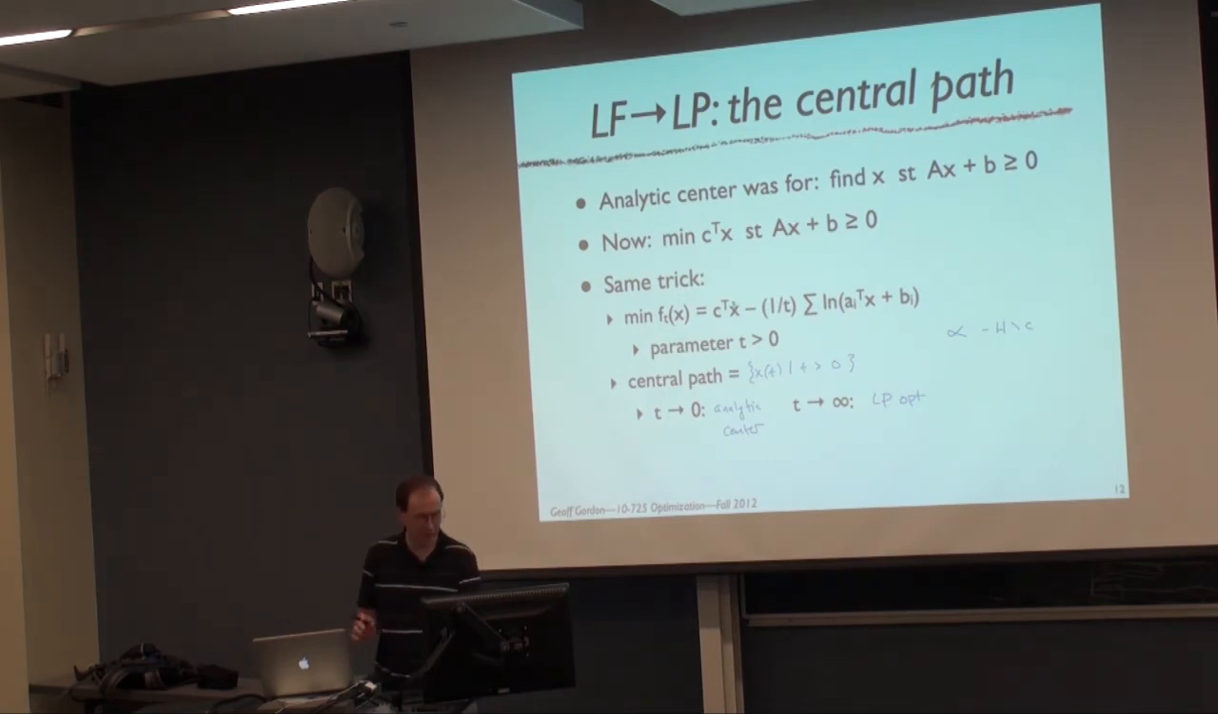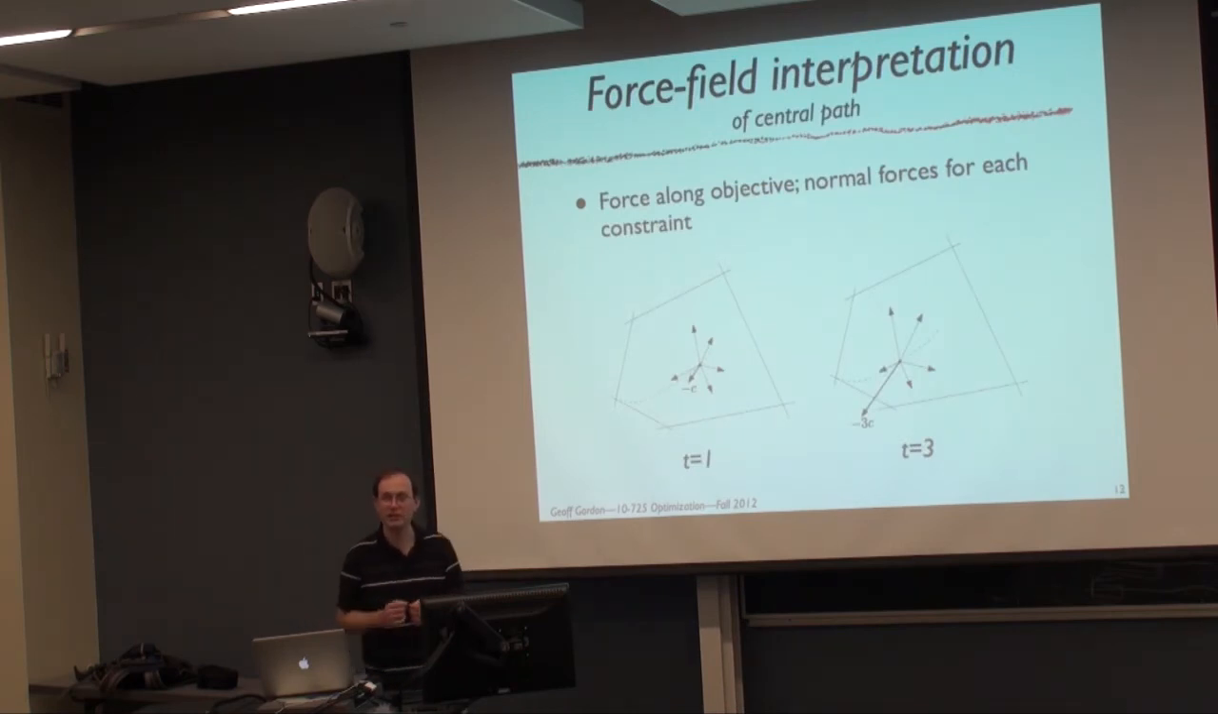So just like we had for the analytic center, there's a force field interpretation of the central path. The only difference is that we have a force trying to go in the direction of the objective vector, and the higher we put t, the longer the arrow is in the direction of that force, and so there'll be a different trade-off between the repulsive forces from the barrier and the optimality force from the objective. Okay? And just as before, the central path point is the equilibrium where the forces balance.